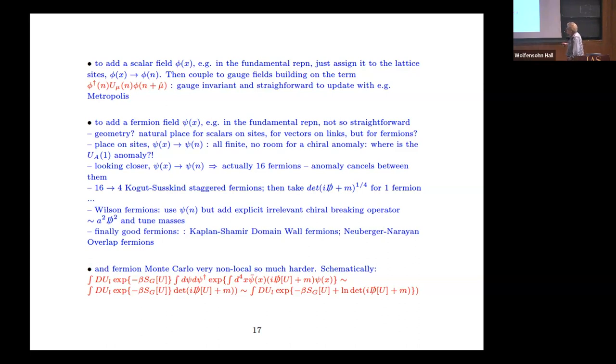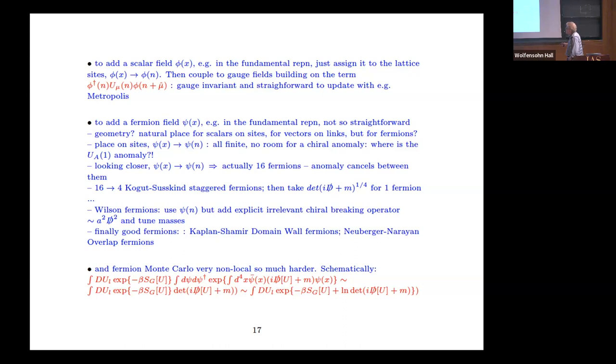An alternative that you can do is Wilson's fermions, where you actually add an explicit irrelevant chiral symmetry breaking term like this to the action. Because that induces an extra mass renormalization that's additive, you have to tune masses in the calculation, so it's a bit more complicated. But nonetheless, these are the things that are mainly used these days in QCD calculations. They're relatively fast.